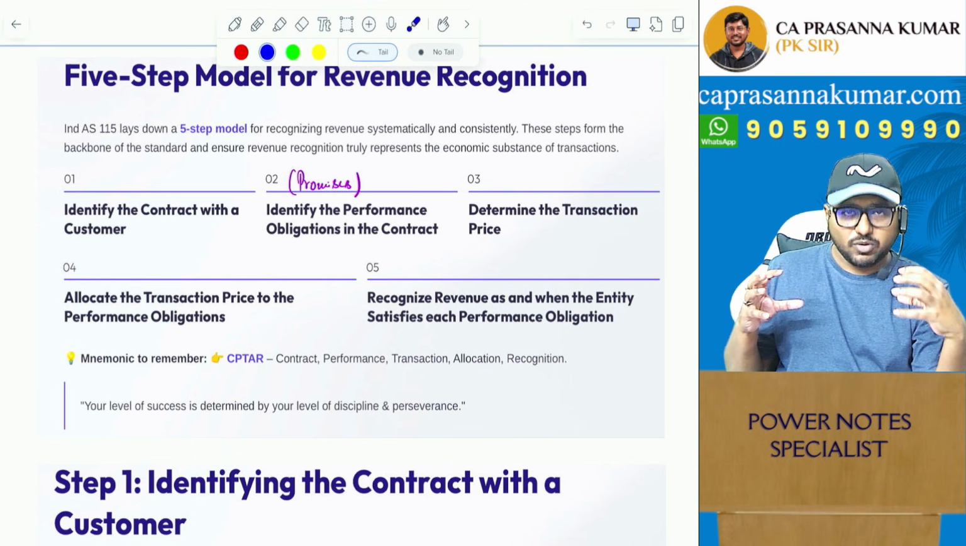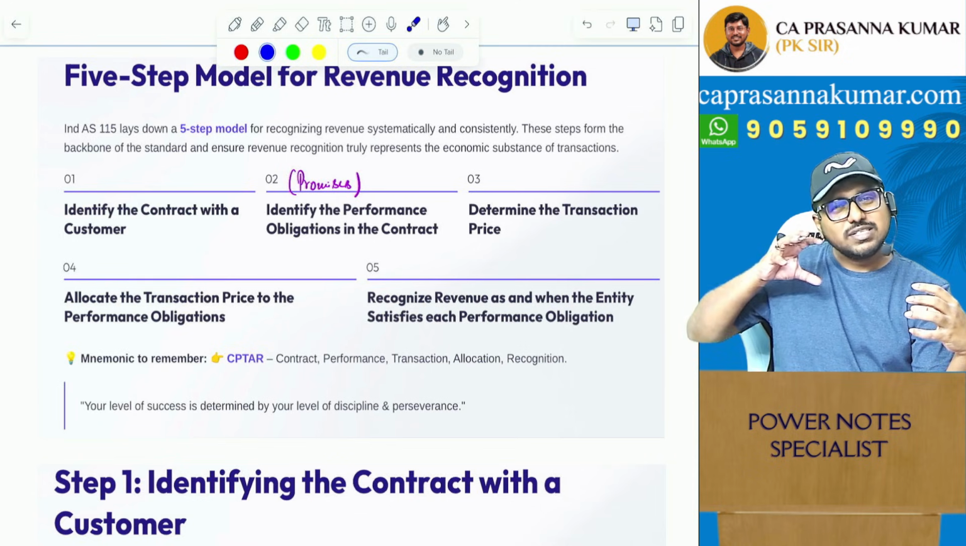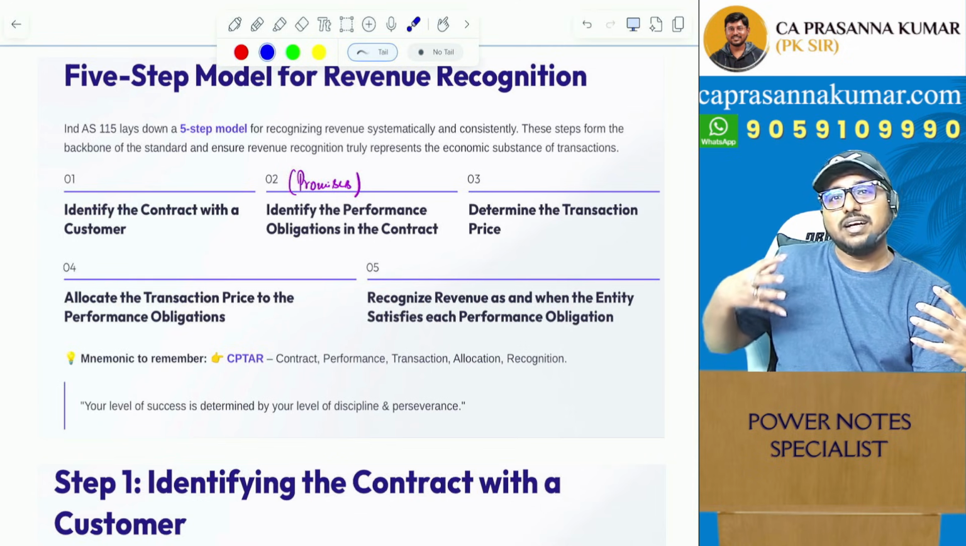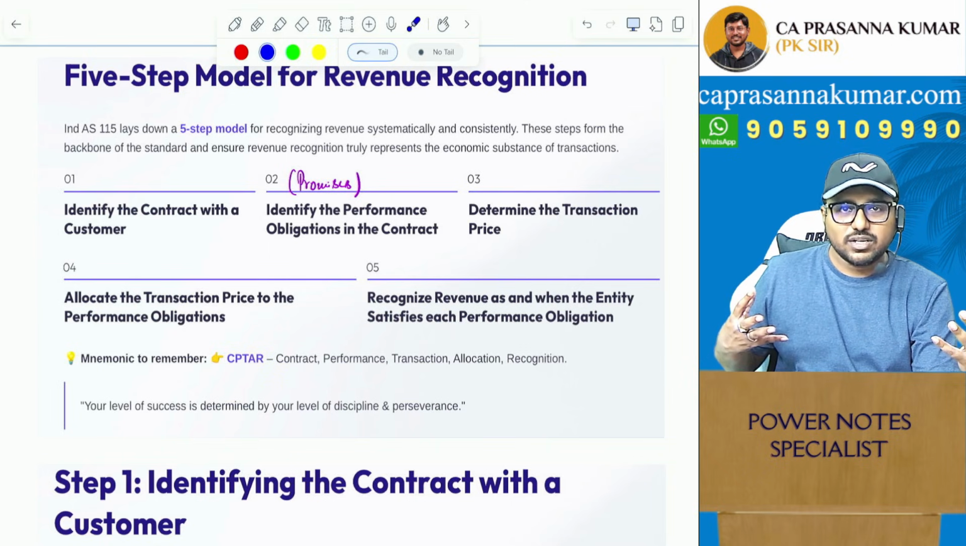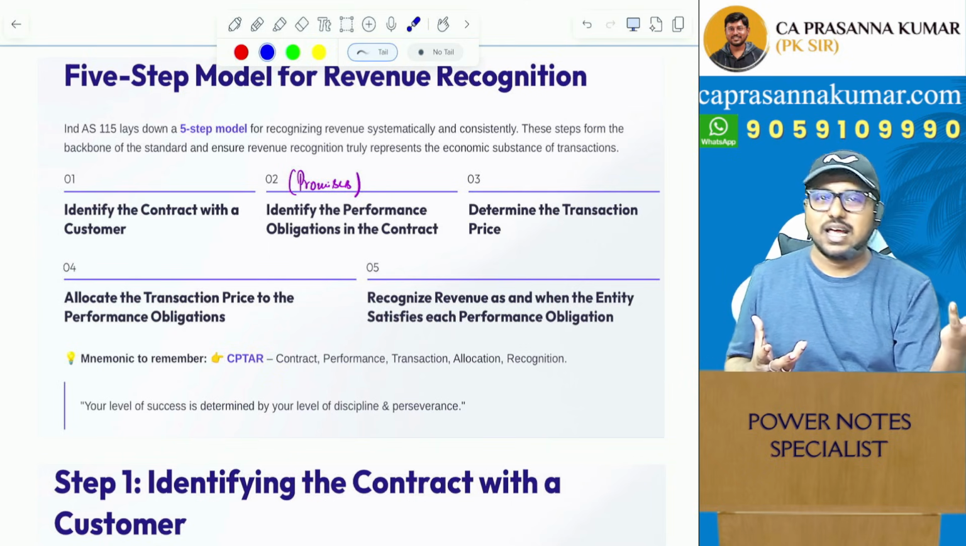So identify the promises, which is nothing but what we call performance obligations. Generally, we'll see it from the entity's behalf, not on the behalf of the customer. Why? Because we are the entity. Entity only will do revenue recognition. So you need to think from the point of view of the entity, not from the point of view of the customer. It's as simple as that.